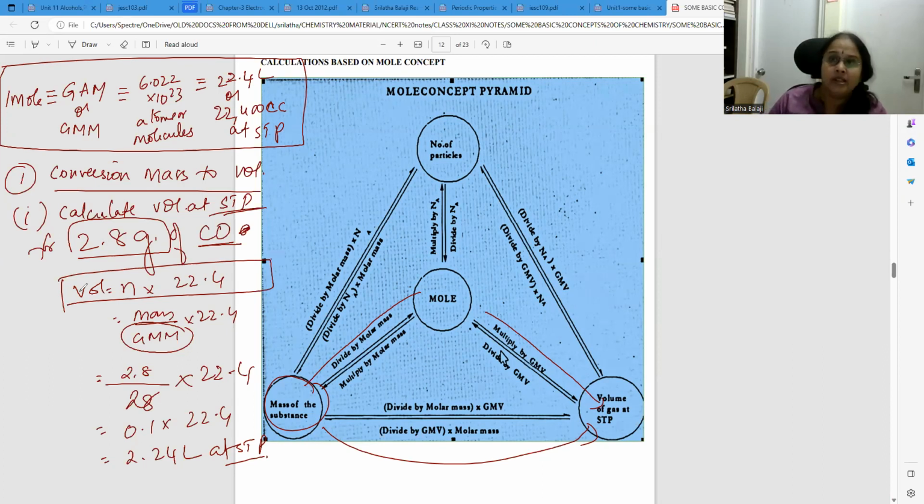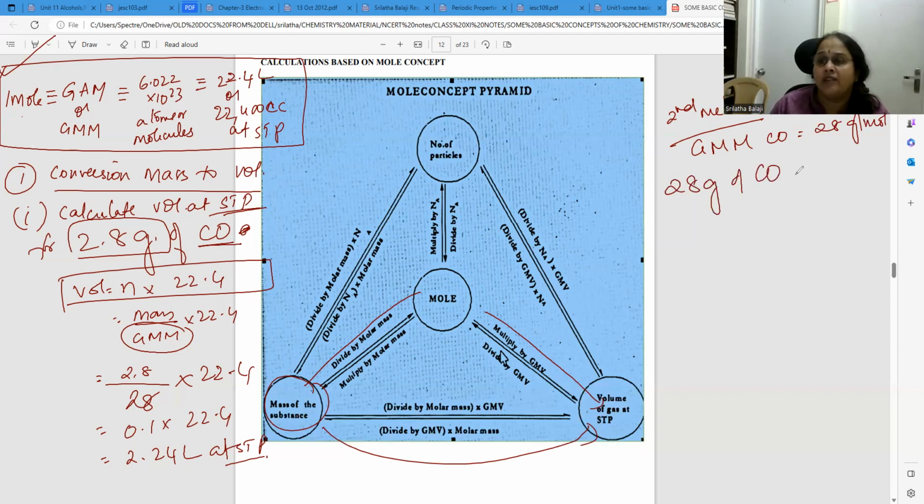The second method we have is, see our chart here. 1 mole refers to how much? Gram atomic mass, right? So what is the gram molar mass of carbon monoxide? 28 grams per mole. 28 grams of carbon monoxide will occupy 22.4 liters, right? Then 2.8 grams will occupy how much? You call this method the unitary method.